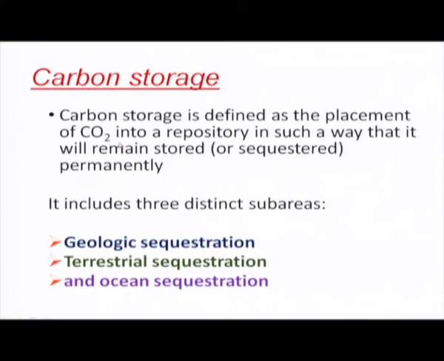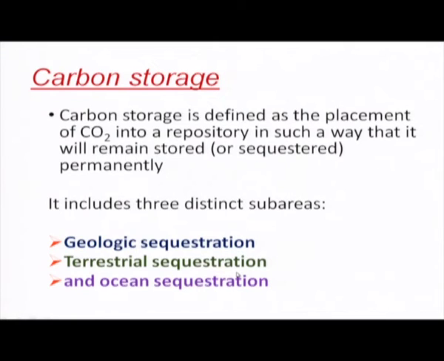So how can we store this carbon dioxide? Storage is defined as the placement of carbon dioxide into a repository in such a way that it will remain stored or sequestered permanently. The various possibilities are geological sequestration, terrestrial sequestration and ocean sequestration. In geological mines, where a lot of silicate materials, calcium and magnesium containing silicate material, are present, carbon dioxide can react with them, form carbonate and permanently store the carbon dioxide. Similarly, in the ocean subsurface we can also store it.